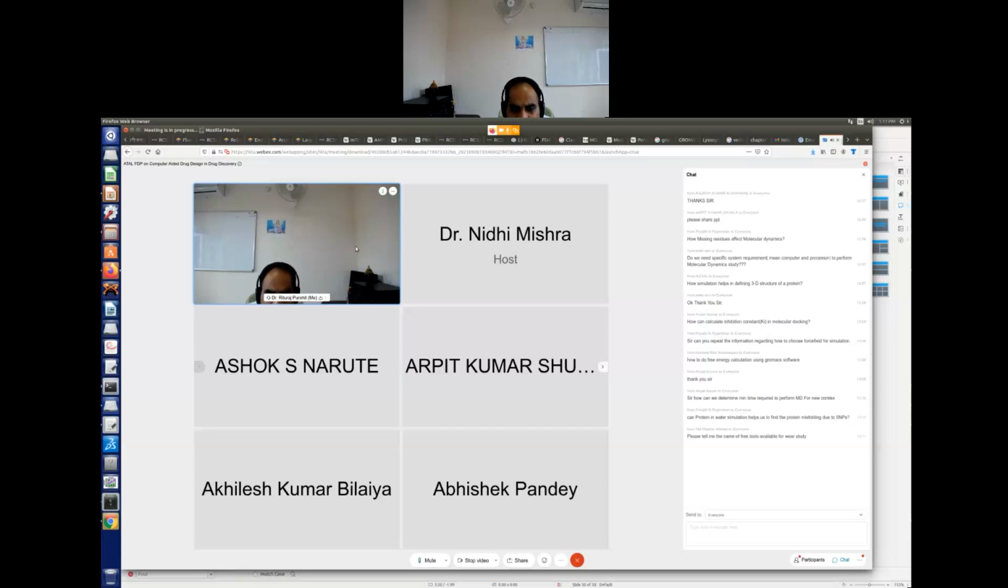Okay, next, Pujit: can protein-in-water simulation help us find protein misfolding due to SNPs? Yeah, definitely. This is a very general practice. Long back during my PhD, our group used to do that. Whatever the SNPs or mutation information, we used to induce into the protein, and observe the effect of those SNPs through molecular dynamics simulation.